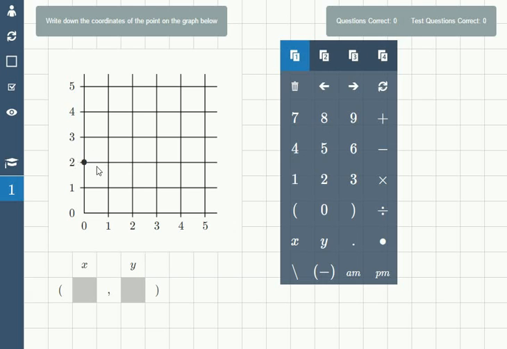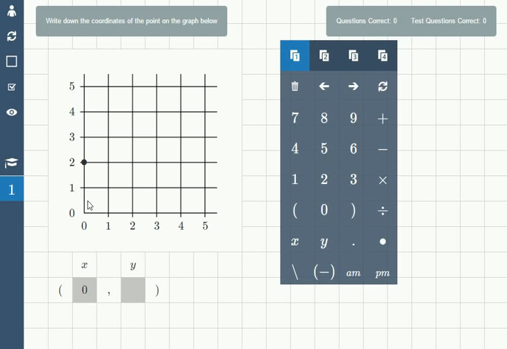So for this point here, we need to figure out what its x value is going to be. To find that, we can just look downwards from our point to see where a line from that dot would cross the x-axis, and it looks like it's going to cross it at 0. So I can put 0 into my x box.